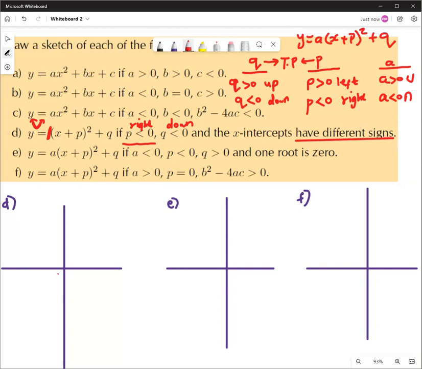Right? Sharp. So now let's see. This part here, right? So right and down, right? Right and down. So right is either here and then down is there. Do you see? Because right is this. This is right up. This is right down. So I know that, okay, my turning point is going to be in this quadrant, right? So I put my TP there. Good. And then they said x-intercepts have different signs. So one of them, I'll put it there. And then the other one there, right?